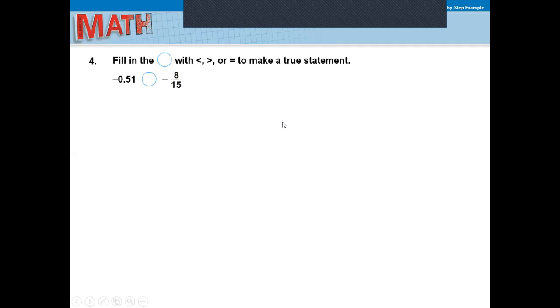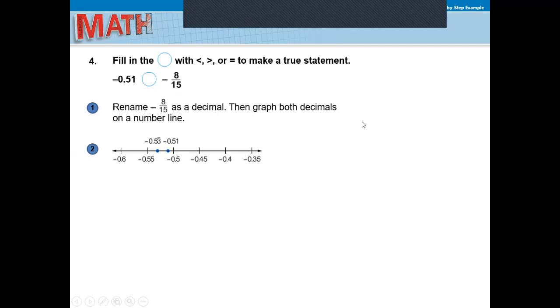Fill in the blank with less than, greater than, or equal to make a true statement. -51/100 compared to -8/15. Can we compare decimals to fractions? Remember that chapter? What did we have to do? Rename 8/15 as a decimal. We can compare decimals to decimals and fractions to fractions and percent to percent. But it's very tricky business to compare a decimal to a fraction. So we're going to make them all the same animal before we compare.